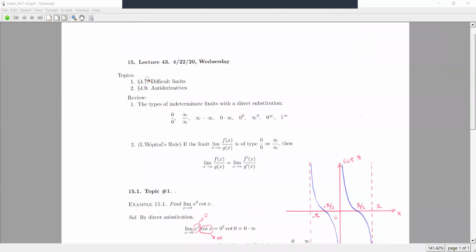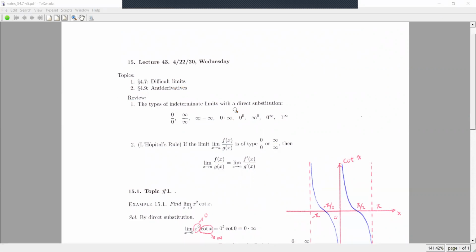Two topics today. I want to show you more examples about L'Hopital's rule. Then we turn to study section 9, antiderivatives. Have a brief review first. Number one, in total, we have so many times of indeterminate limits.